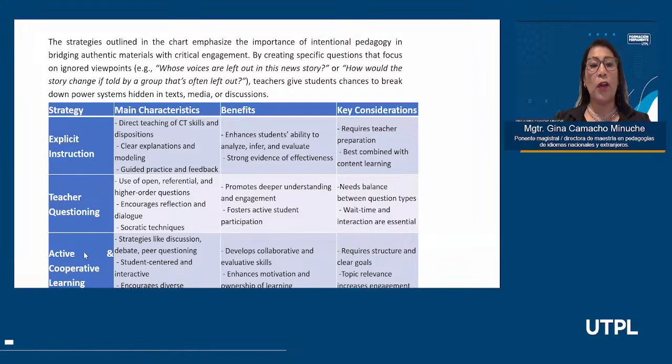Active and cooperative learning. The main characteristics are strategies like discussion, debates, peer questioning, student-centered and interactive. All the time, the focus is on the student. It's not just teacher talking time, but student talking time. Remember that they are the ones who need to learn. And the benefits are that it develops collaborative and evaluative skills, enhances motivation and ownership of learning. And the key consideration is that it requires structure and clear goals.